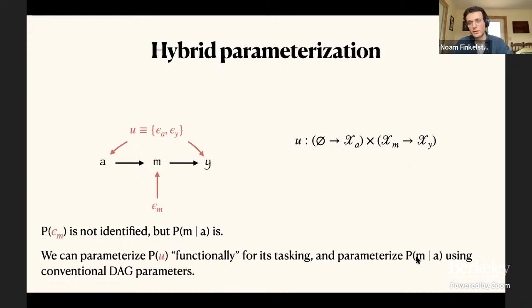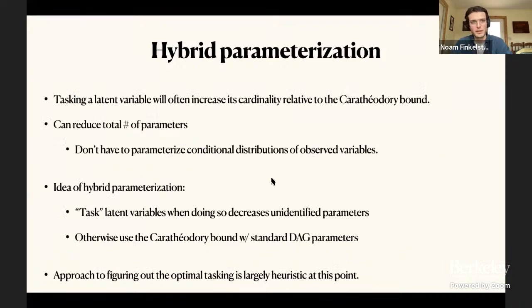But we can parameterize the conditional distribution of M given A using conventional DAG parameters, which are identified. And that means that we don't have to add additional unidentified parameters. So the basic idea of the hybrid parameterization is that we have this tasking option. If we task a latent variable, it's often going to increase its non-restrictive cardinality relative to the Chirotheodore bound, but it can reduce the total number of parameters because you don't have to parameterize the distribution of the observed variables.